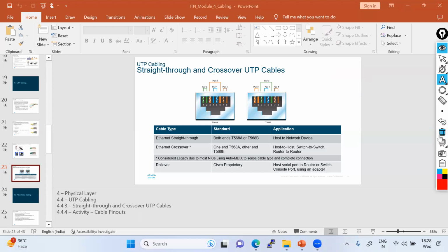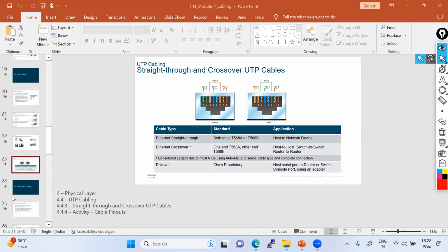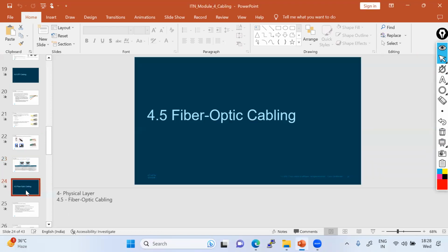So these are all about the coaxial cable, not copper cable, coaxial cable. So three types of cable we have. But when you talk about the fiber, the fiber is very popular. Everywhere you find this fiber cabling.